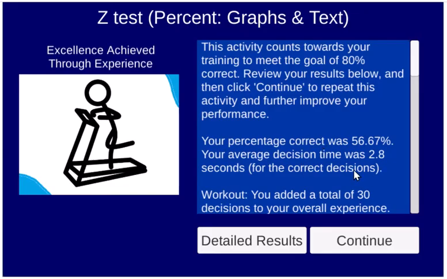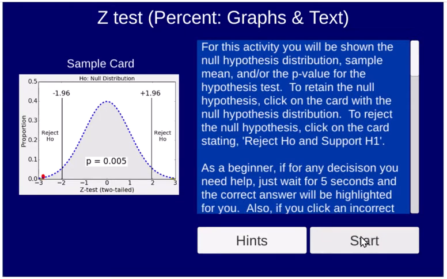All right. So once you go through those 30 practice trials, it'll tell you how you did. In this case, we're going at a nice slow rate. And we were going so slow that sometimes the correct answer was given for us. So our percentage correct was 56.67. It needed to be 80% in order to pass. So I'll click continue and just give it another go.